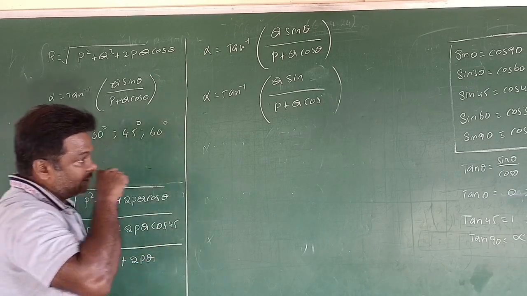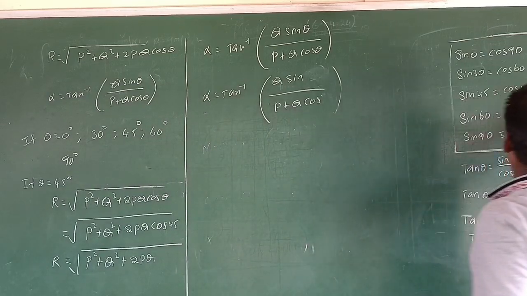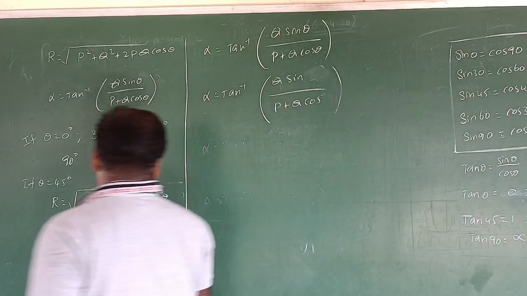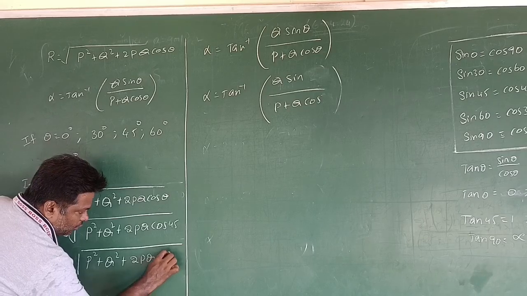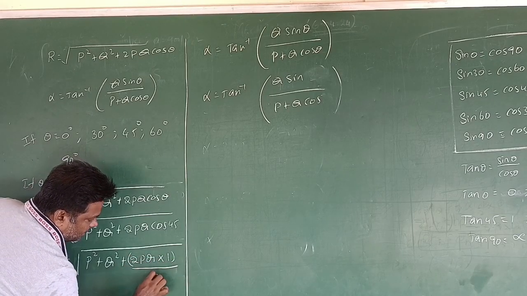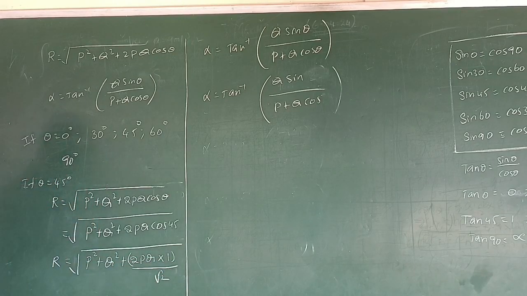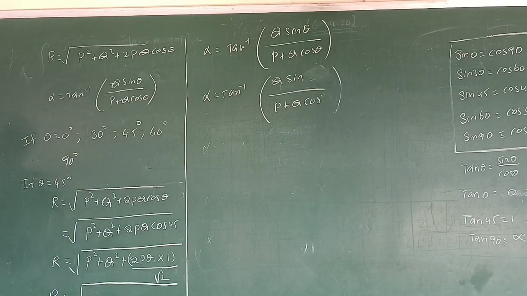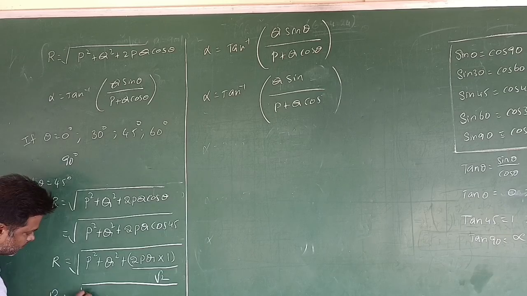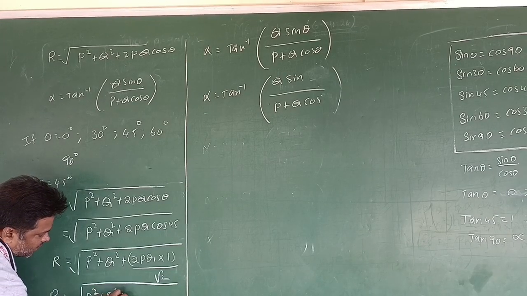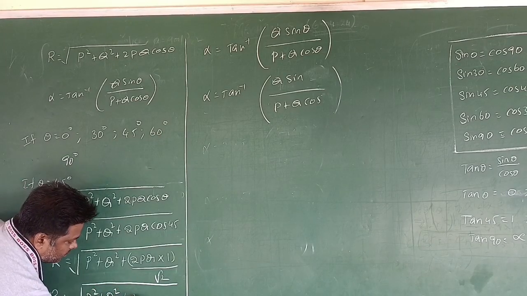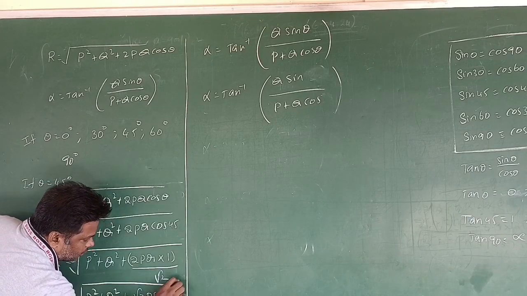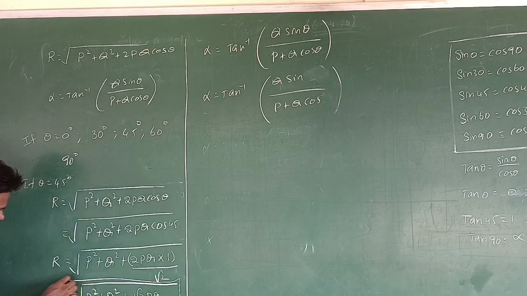What is the value of cos 45? Cos 45 is equal to 1 by root 2. So 2PQ into 1 by root 2. Now children, look here at how it will be. R is equal to root over P square plus Q square plus root 2 PQ. This is your answer.